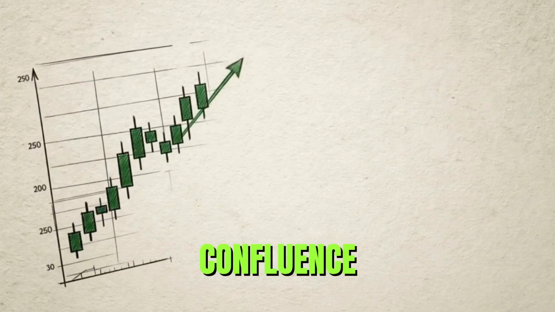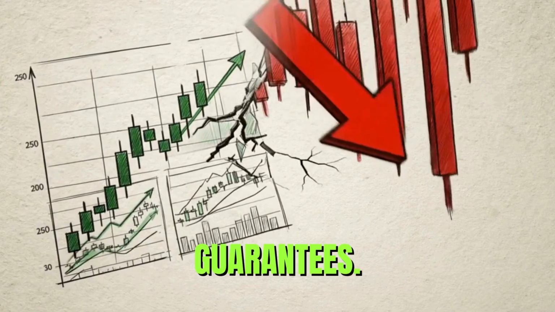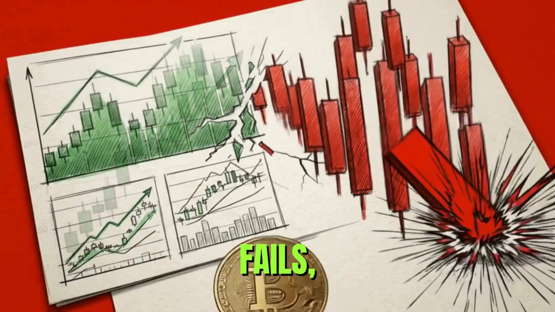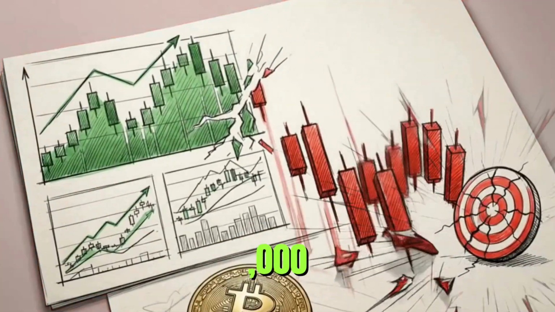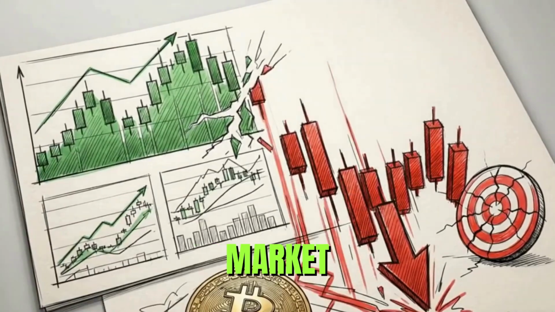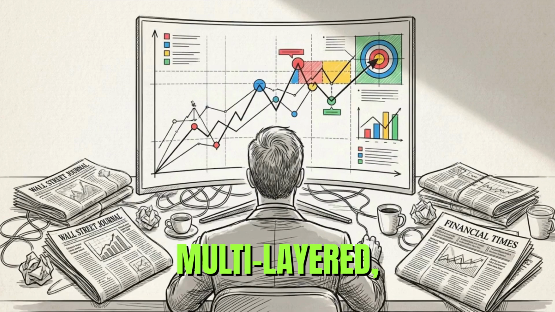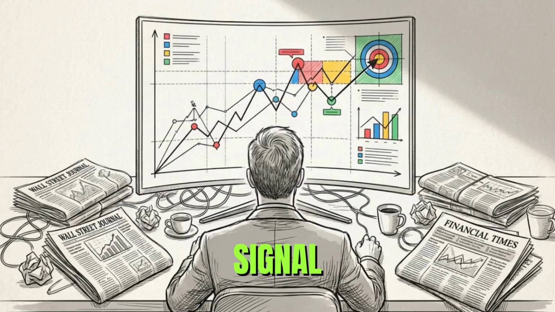However, technical confluence tracks probabilities, not guarantees. If the $60,000 reclaim fails, the entire $80,000 thesis is invalidated. Market mastery comes from constructing these multi-layered funnels to separate the signal from the noise.